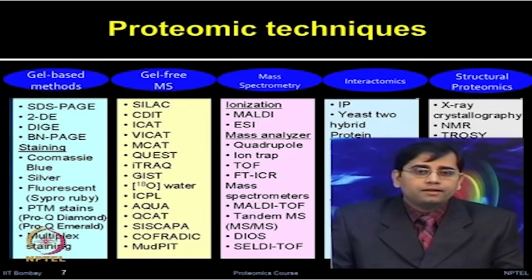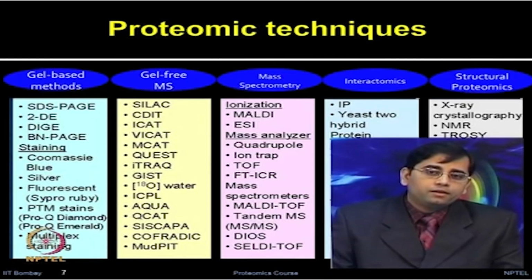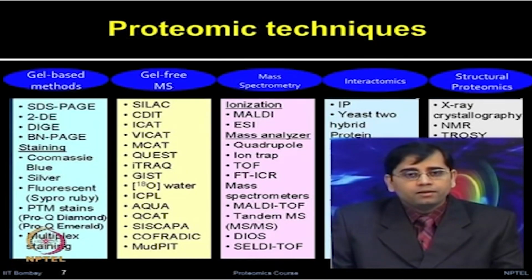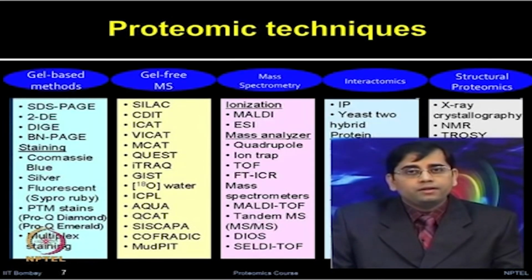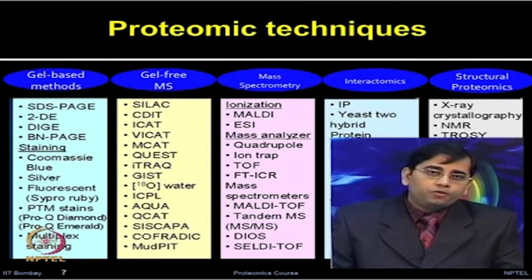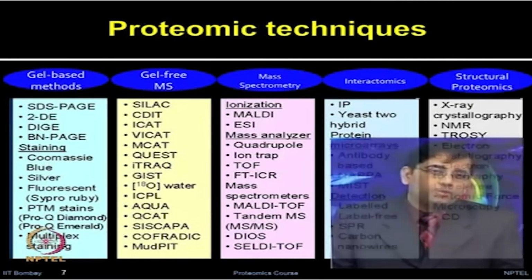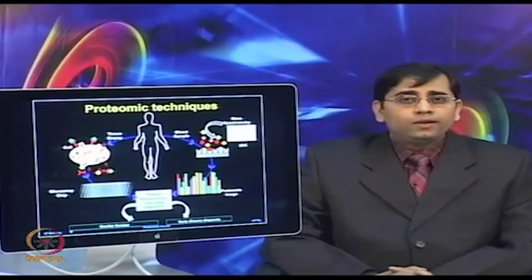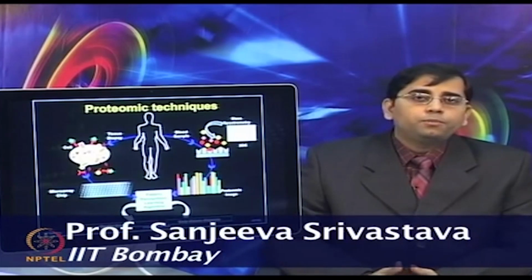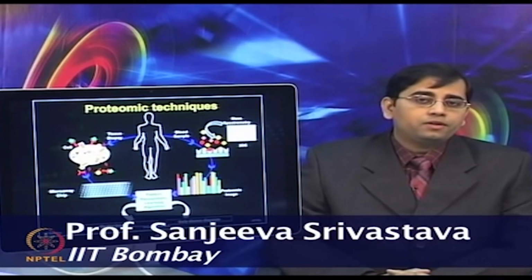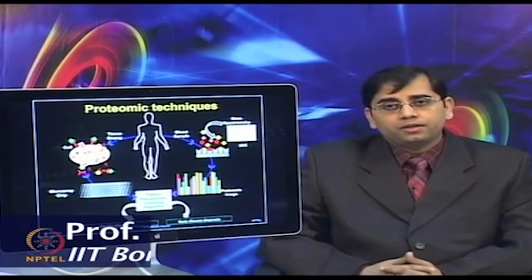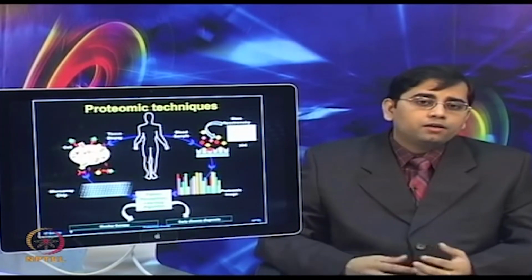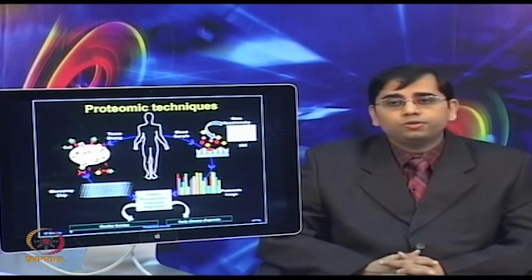The structural proteomics involves X-ray crystallography, nuclear magnetic resonance (NMR), transverse relaxation optimization spectroscopy (TROSY), circular dichroism (CD), and different types of microscopy methods including atomic force microscopy and electron microscopy. So, as we have seen, there are a large number of proteomic technologies which are currently available for various applications. Many times, to address one biological question, different types of methodologies come together and then provide solutions to that problem.